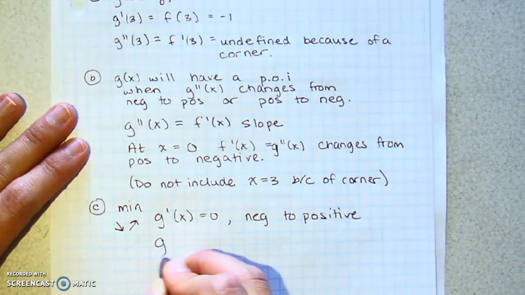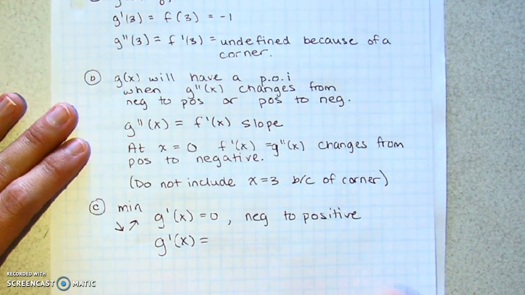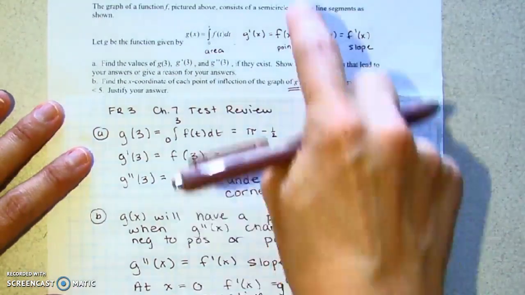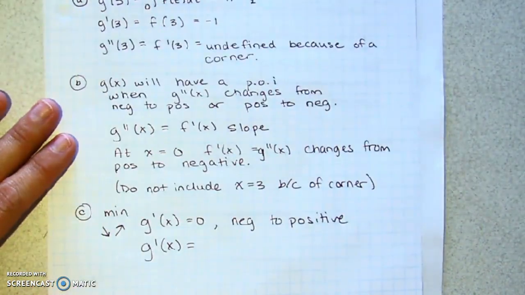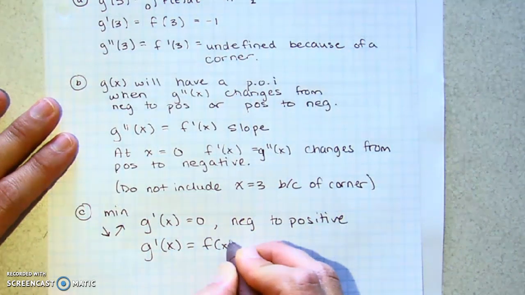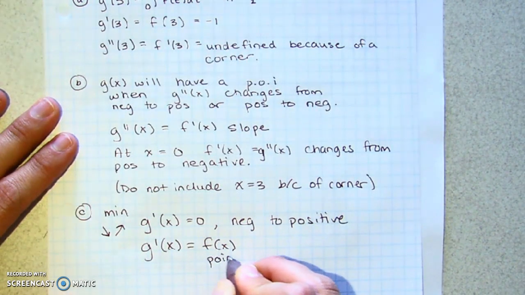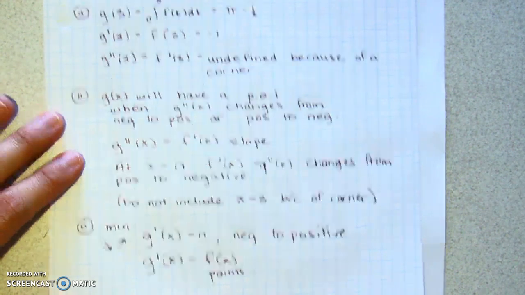But what is G prime equal to? So G prime is equal to F, okay? So G prime equals F. Now we need to find out when the points, because F are the points, change from negative to positive, okay?